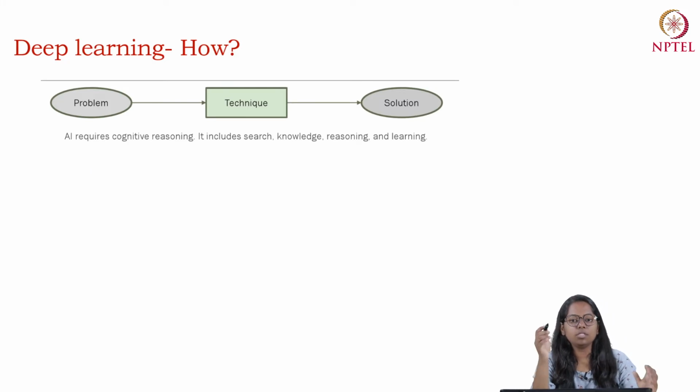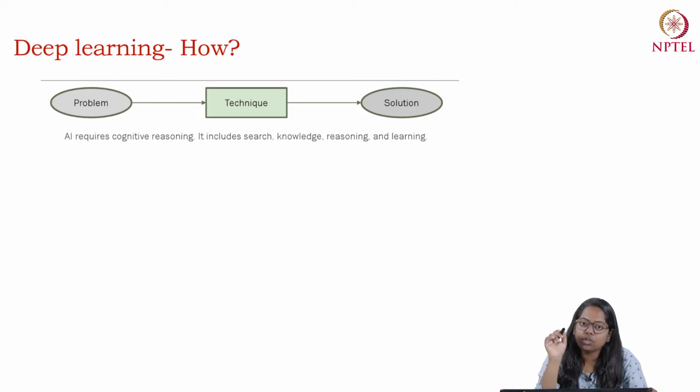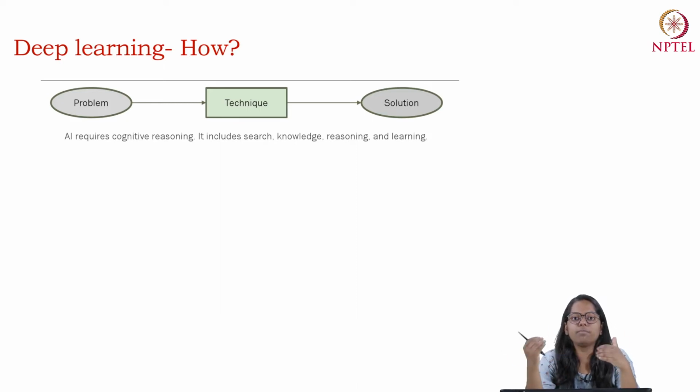Now, how to do this? So basically deep learning or AI involves some cognitive reasoning that is happening in this technique part between the problem and the solution. Now, this cognitive reasoning basically includes searching, that is, based on all the past experiences that we have, we search what kind of experience resembles the current experience the most.